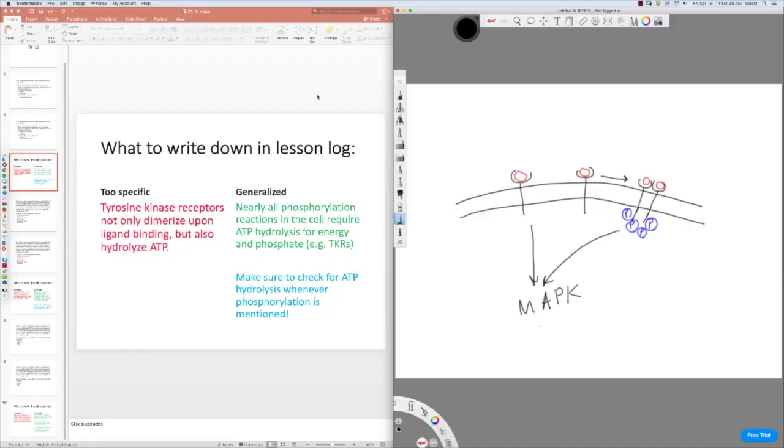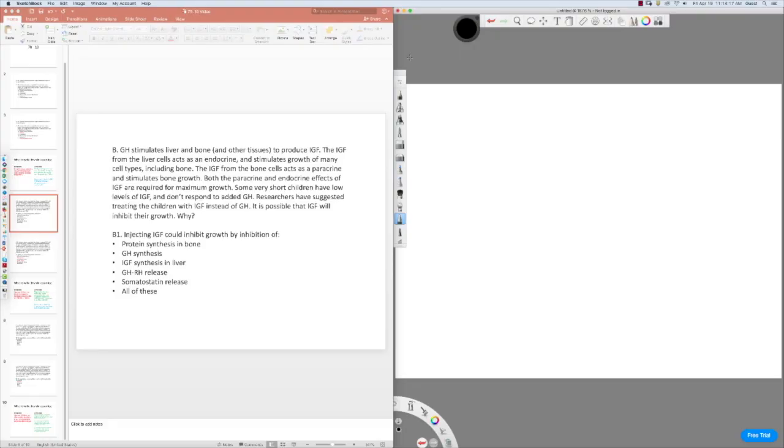So this could be applied to a question that doesn't involve TKRs, but still involves a phosphorylation reaction, like basically any other kinase in the cell. The TKRs aren't the only kinases we have in the cell, but they all have to undergo ATP hydrolysis for the kinase activity to happen. And on the blue, we have: make sure to check for ATP hydrolysis whenever phosphorylation is mentioned. Again, kind of like a reminder that we set for ourselves. Okay, so let's move on to part B.